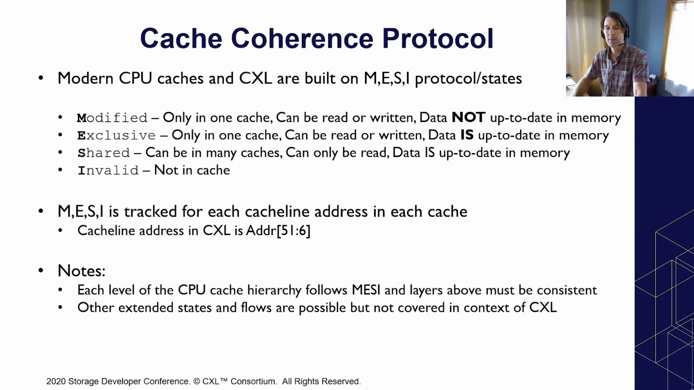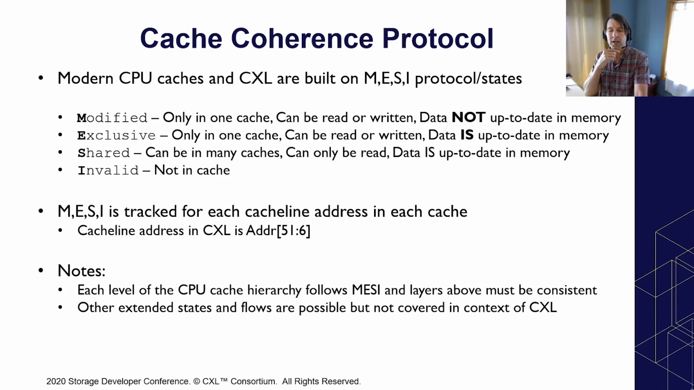Now, shared state is a state that can be in all caches. It can only be read, and the data is also up to date with respect to memory. We'll talk about the attributes of that in a minute. And then finally, we have invalid state. This means that the data is not in the cache.